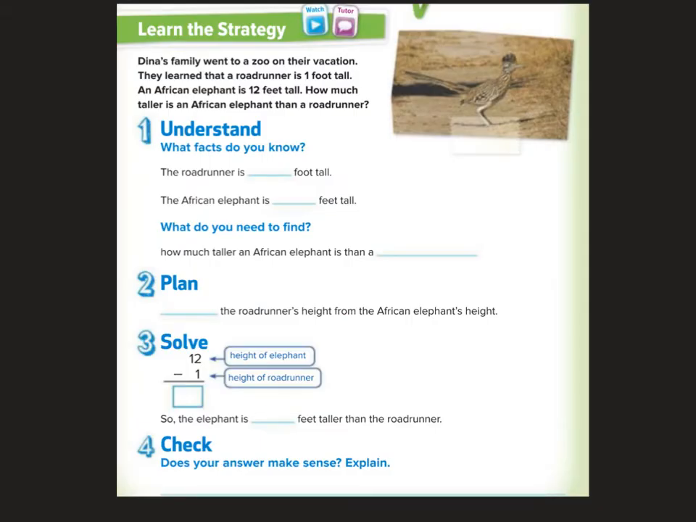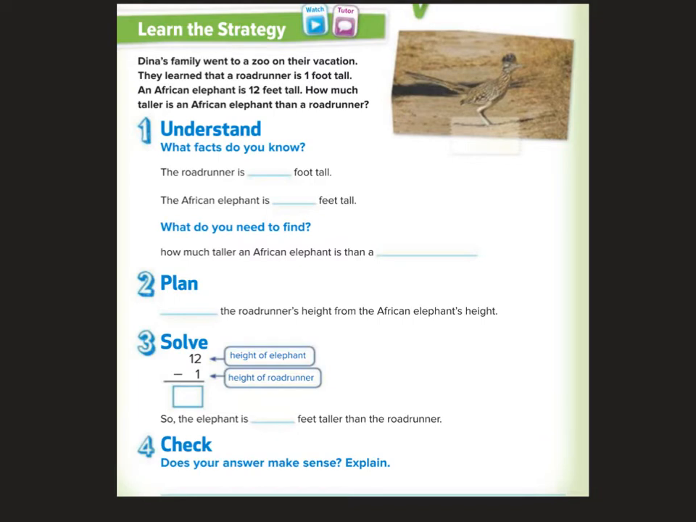All right, here we go. So Dinah's family went to a zoo on their vacation. They learned that a road runner is 1 foot tall. An African elephant is 12 feet tall. How much taller is an African elephant than a roadrunner?